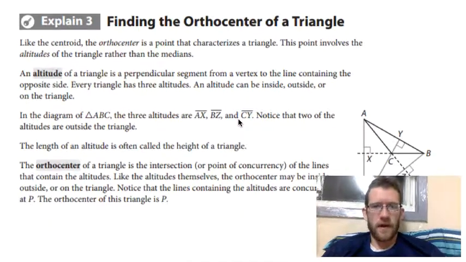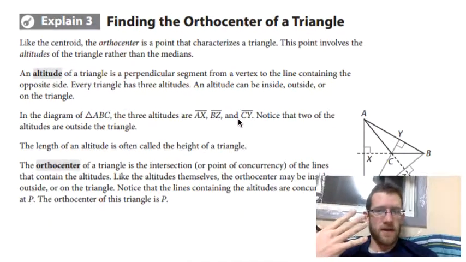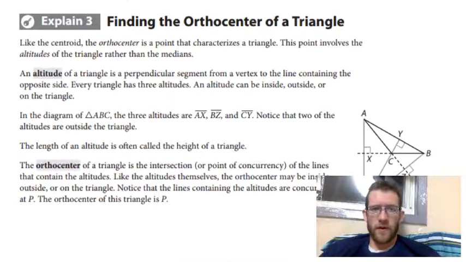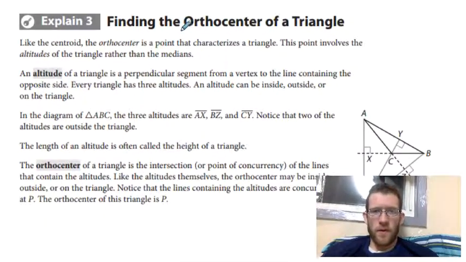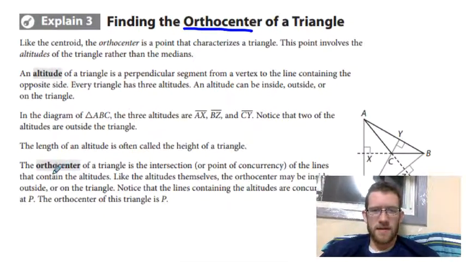Part 2 of 8.3. This is our fourth center of a triangle, and this one is called the orthocenter. The orthocenter is defined as the intersection of altitudes. Let me explain what altitudes are.